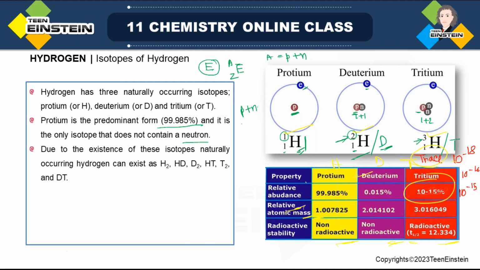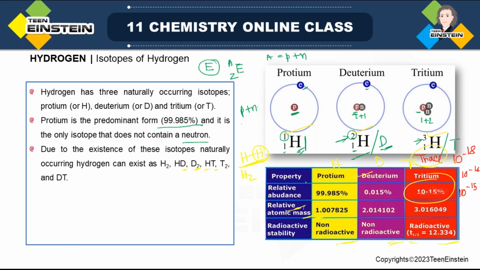Now, as we have different isotopes, due to the existence of these isotopes, when we consider naturally occurring hydrogen, there may be different types of formula. For natural hydrogen, we write H H, and it is basically H2. But suppose one H is D, then the compound will be HD. Suppose both are D, it will be D2.